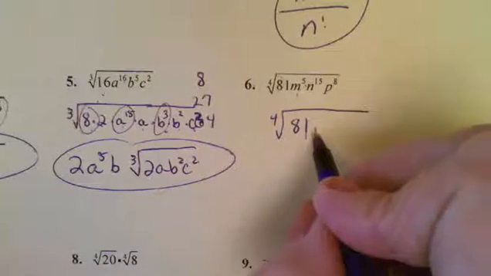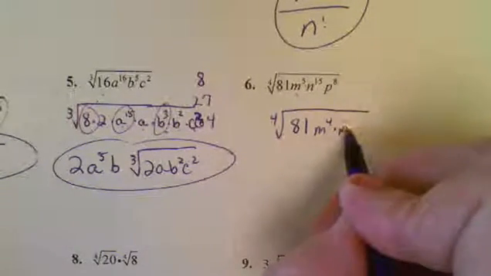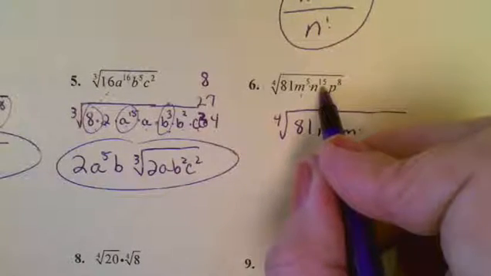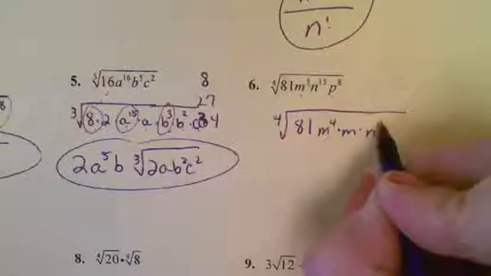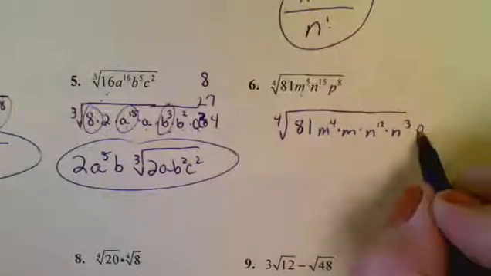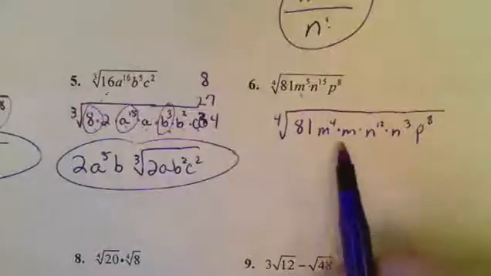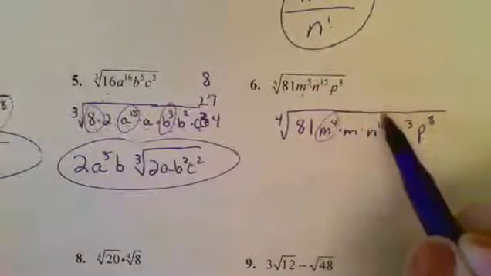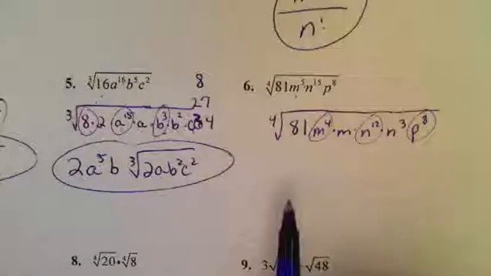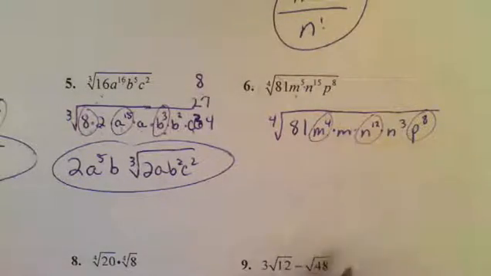M to the 5th is going to be m to the 4th and m to the 1st. N to the 15th, I'm going to do n to the 12th and n to the 3rd. And p to the 8th is a perfect 4th. So now we're thinking of 4th roots, so for the things that I can simplify, the exponents have to be multiples of 4.